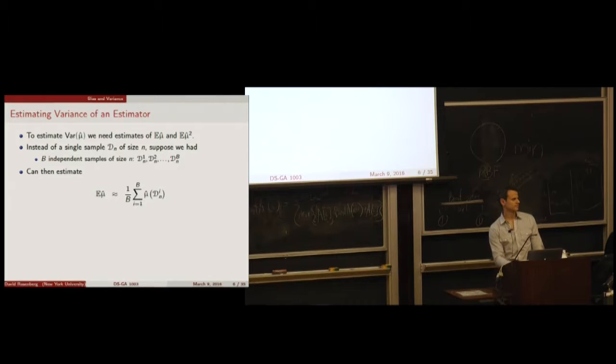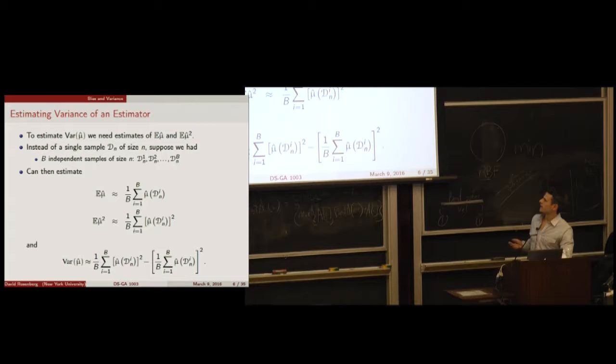Is that clear? How many elements are in D^i sub n? This D^i sub n is itself a sample of size n from the distribution, and we have b of those samples. So that's how we can estimate, in some hypothetical world where we got b repeated samples from this distribution, the expectation of mu hat. Similarly, we could do mu hat squared, and we get this formula to estimate the variance of mu hat.